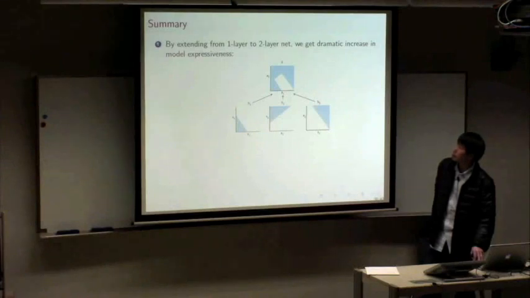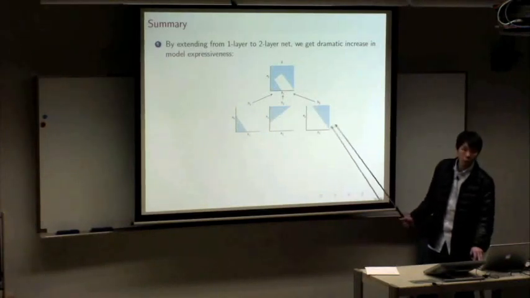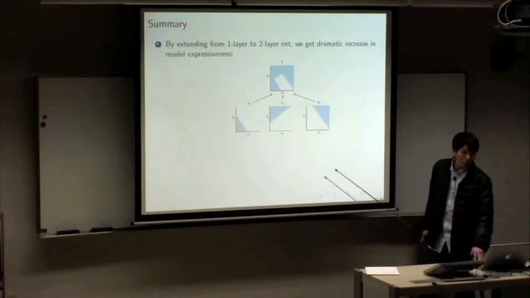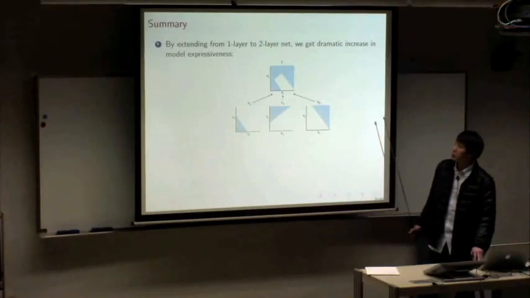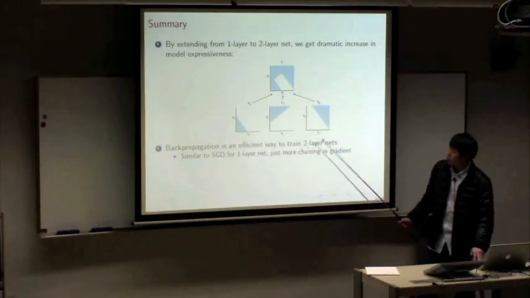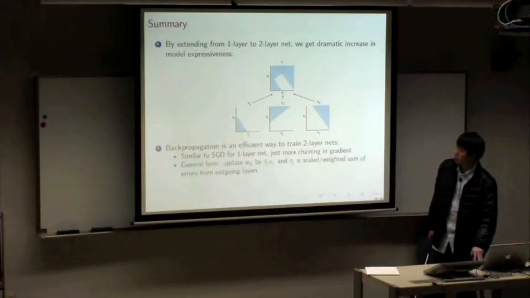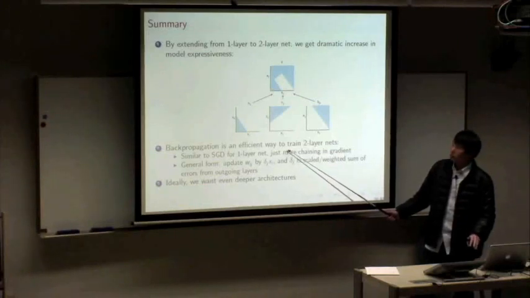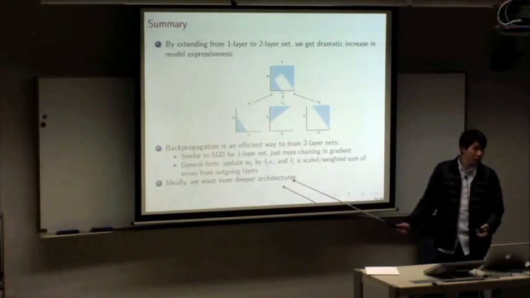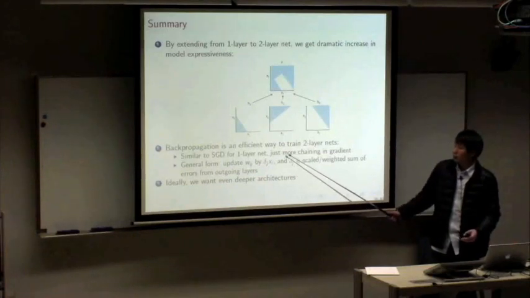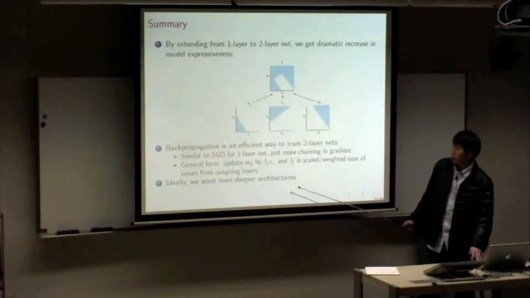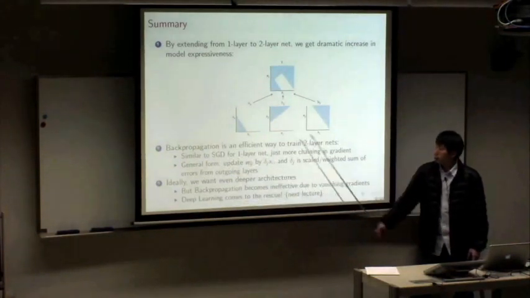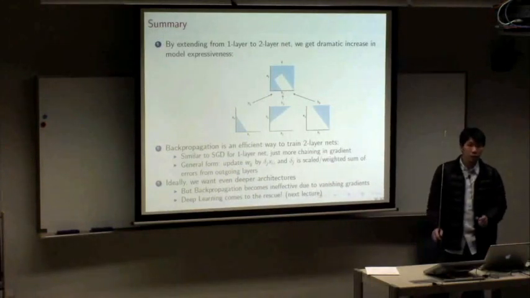So to sum up this part, basically by extending from one layer to two layer net, we get a dramatic increase of model expressiveness, and that's why people like neural networks, and that's why people want to do deep neural networks. And next time we'll talk about how to train them using backpropagation. And it turns out that actually backpropagation has some problems if you have a deep network. So it can work well for a two-layer network. But for a deep network, it has some optimization issues. And that's basically what deep learning is about, is doing what backpropagation can do. So that's it for the talk today.